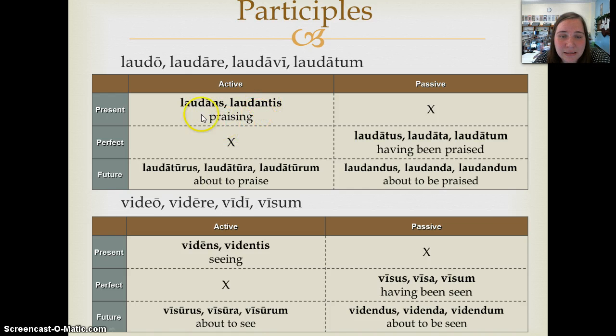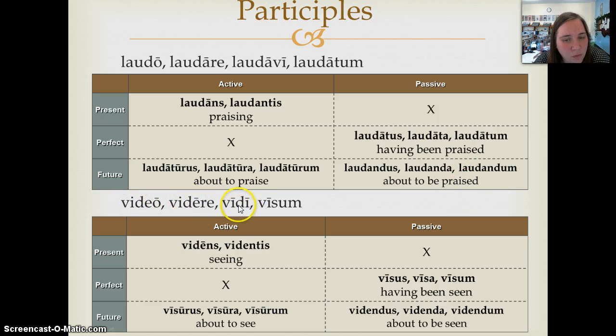Laudans, laudantis, so nominative, genitive, so praising, okay? Perfect passive, laudatus, laudata, laudatum, having been praised. Laudaturus, laudatura, laudaturum, about to praise. And laudandus, laudanda, laudandum, about to be praised, okay?